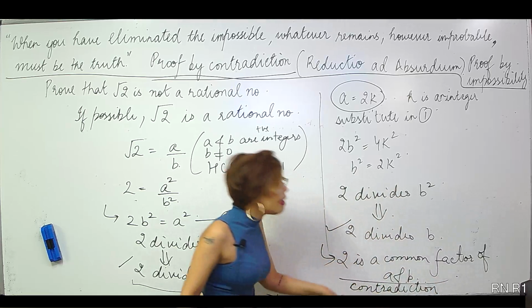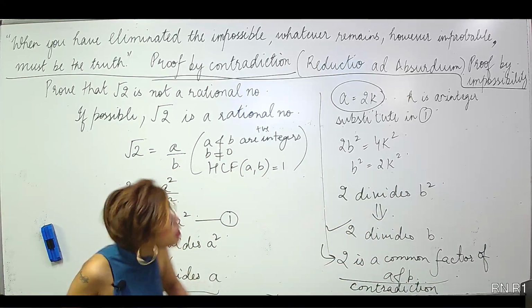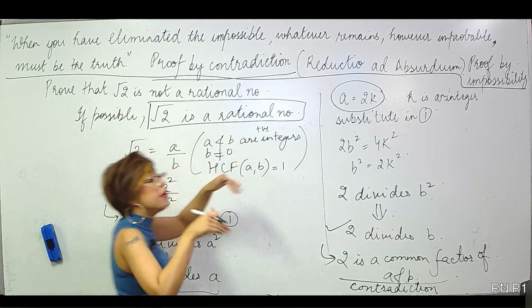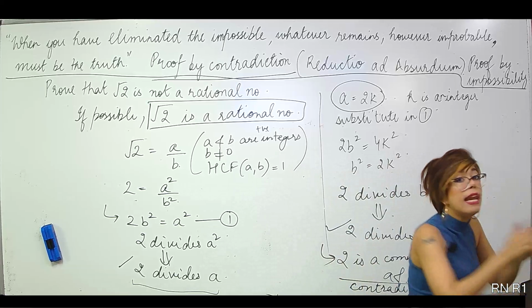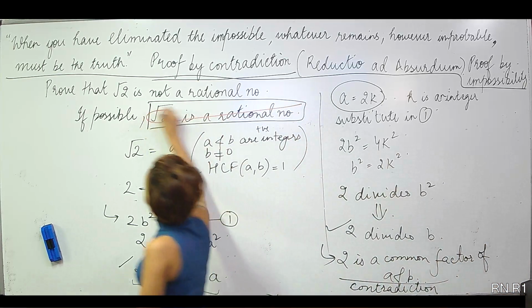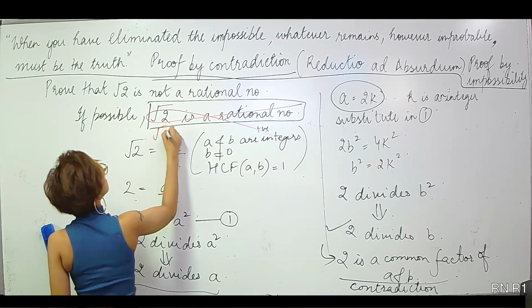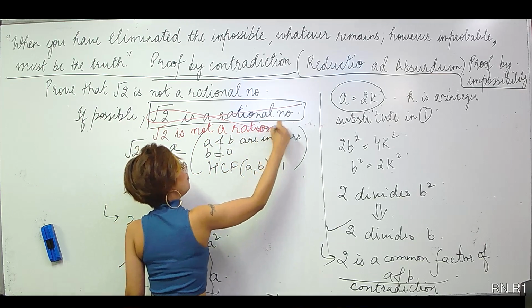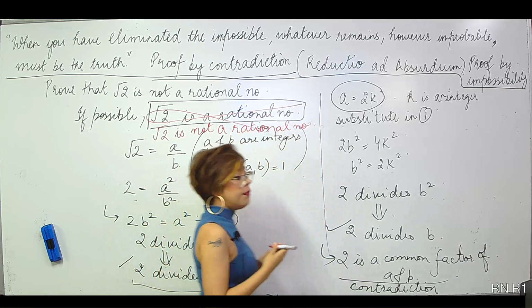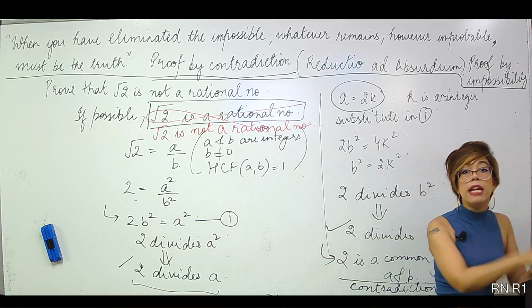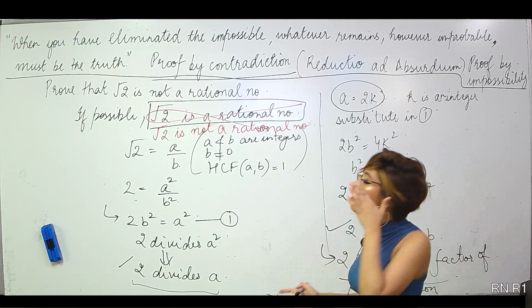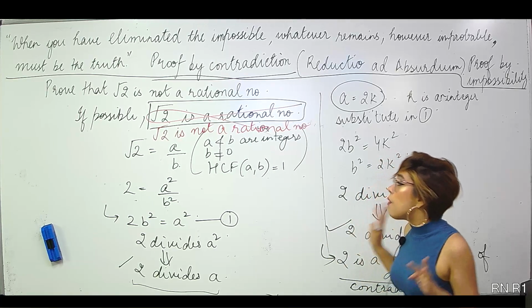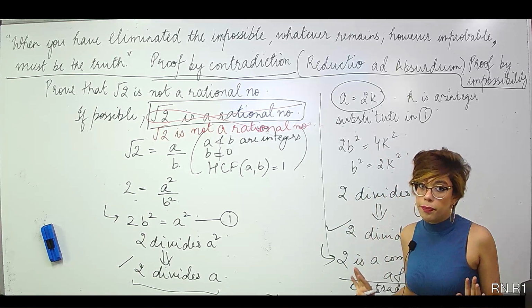Right? Now why did you arrive at the contradiction? Because your supposition was wrong. What was the supposition? That root 2 is a rational number. Now this is wrong. That means the correct statement should be, root 2 is not a rational number. Right? I am hoping that you will pause the video now and then proceed further, because you need to revise the proof. You need to see whether you have understood the entirety or not.